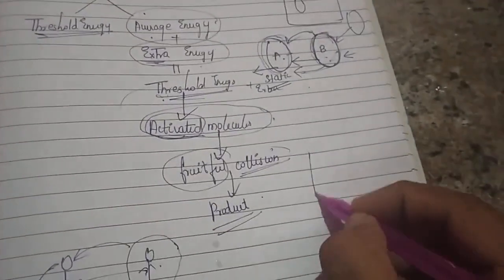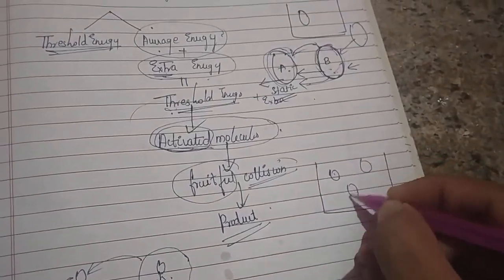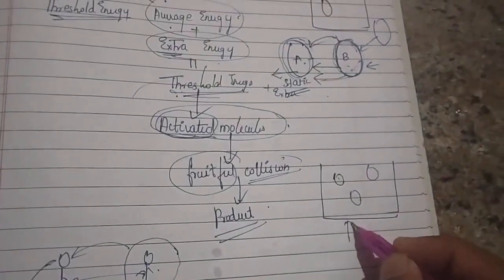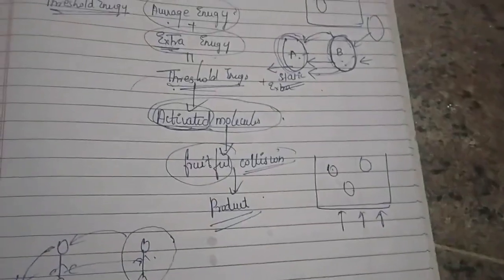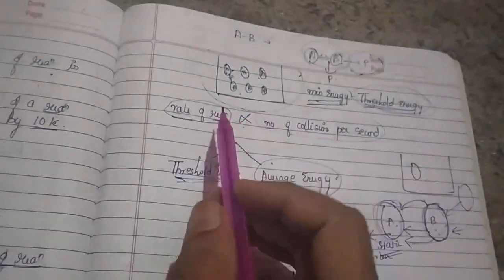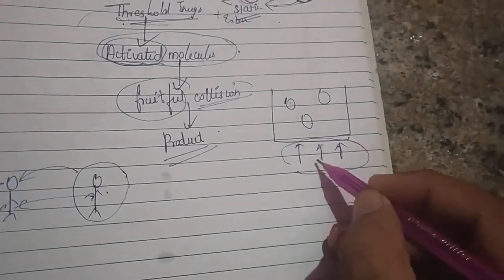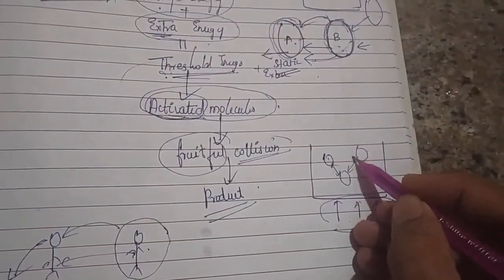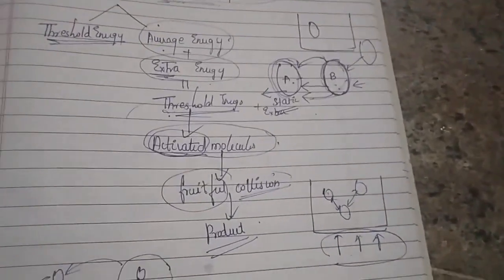But if I take a system, what did I come to know? That your molecule should acquire some threshold energy to give rise to the product on collision. If I increase the temperature, I said that the rate of the reaction increases. Then how does it take place? By this concept we came to know that the number of collisions increases, so the rate of the reaction also increases. On increasing the temperature, what is happening? The collision between the activated molecules increases. So as the number of collisions increases, what happens?